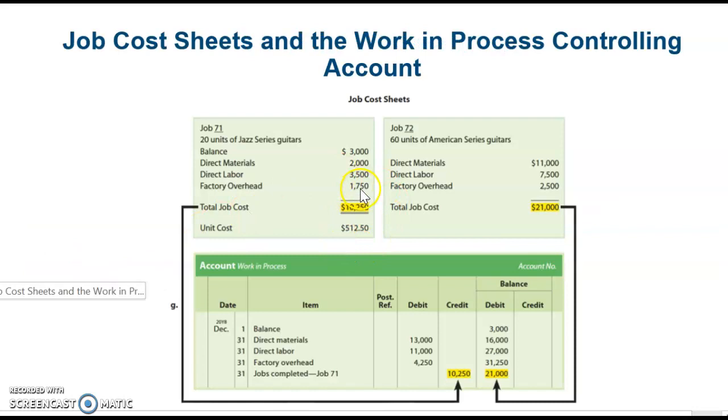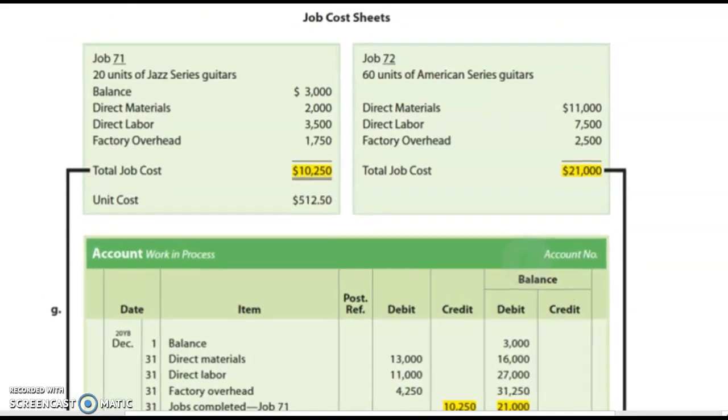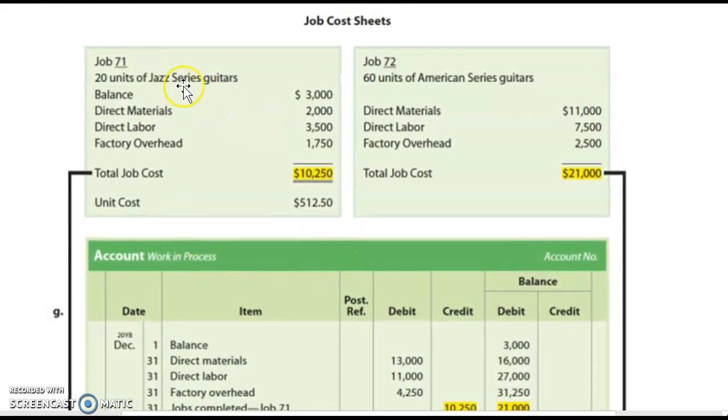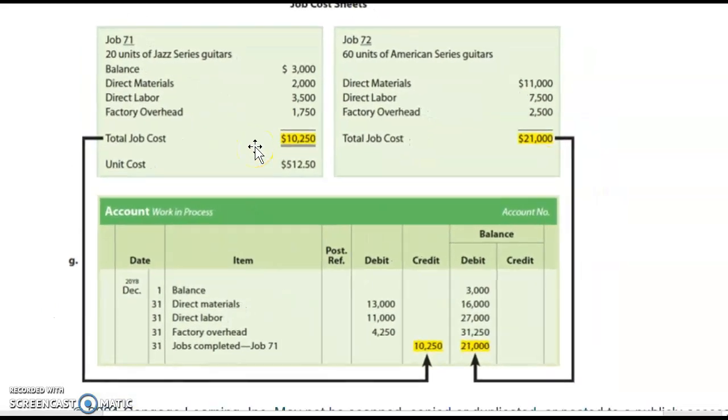So here are some job cost sheets for the guitars. You see job 71. Here's the direct materials, the direct labor, and the factory overhead, the total job cost. So when we start on the job, we're going to debit direct materials, direct labor, and factory overhead. And then when it's complete, we're going to credit the cost and take that total cost and debit WIP.